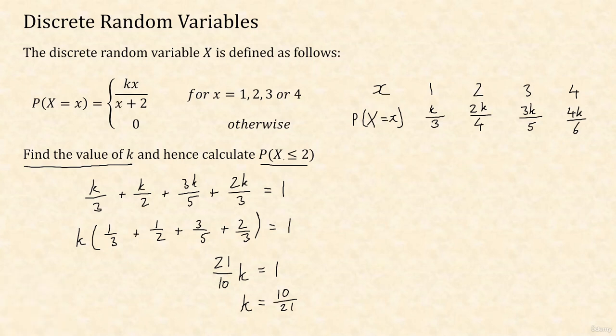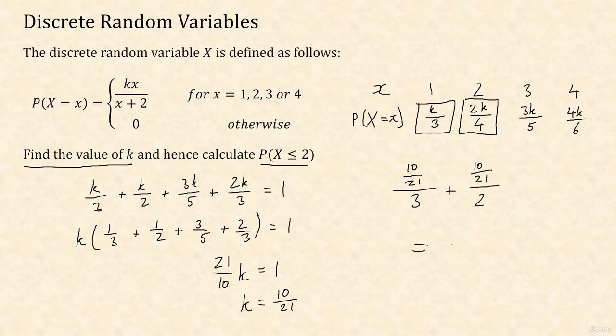Okay, so I want to work out the probability that x is less than or equal to 2, which means it's this or this. It's either 2 or 1. So I can just sub my value of k into here. So that's just going to be 10 over 21 over 3 plus, well, 2k over 4 is the same as k over 2, so that's k over 2. So when I key that into my calculator, I get 25 over 63, or if we wanted it in a decimal, we could have 0.397.